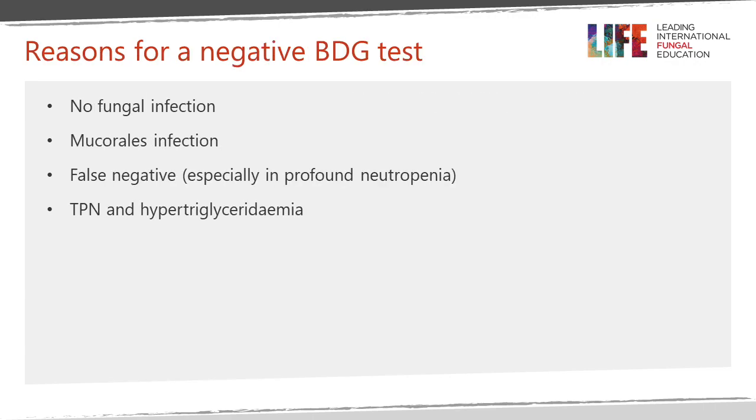So some patients have negative Beta-D-glucans, and that reflects the fact that they don't have a fungal infection, or they may have a Mucorales infection. You can also have some patients with invasive aspergillosis, and in fact all of the systemic fungal infections, who have false negatives, and probably profound neutropenia increases the frequency of false negatives. Total parenteral nutrition and hypertriglyceridemia can render an otherwise positive test negative because of complexing or hiding of the Beta-D-glucan on the assay.